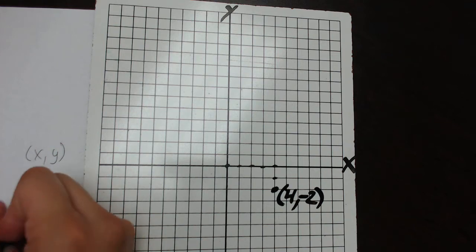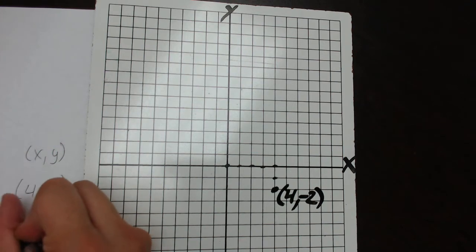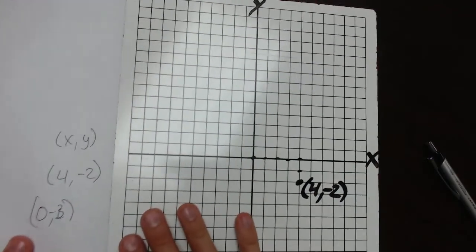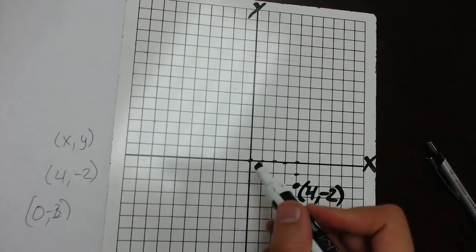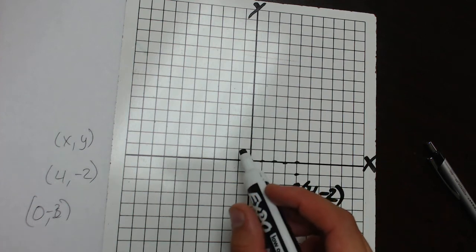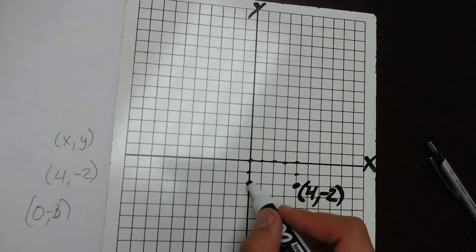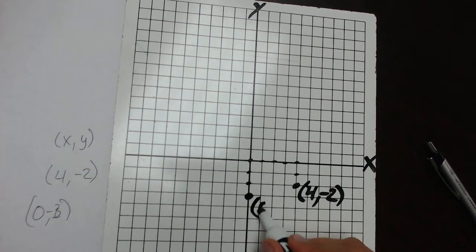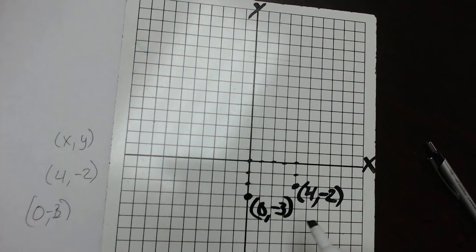Now let's do another point. Another point they give us is 0, -3. So let's graph that one. The x is 0, so am I running anywhere? No, I'm going to stay right there. And then -3 on the y means I go down 1, 2, 3 spaces. That is my point. And that coordinate is 0, -3.